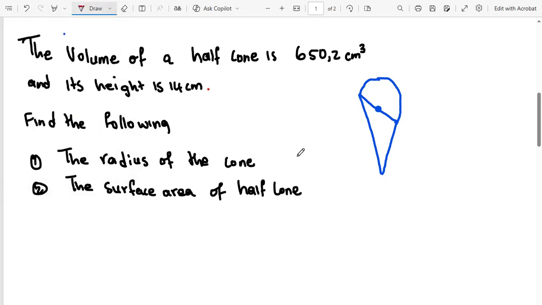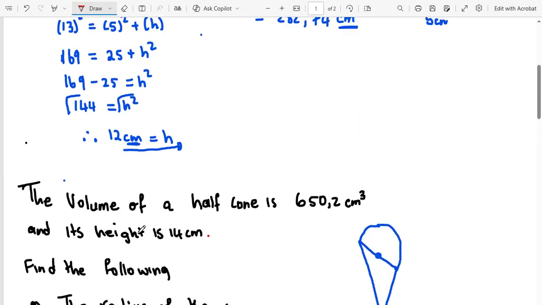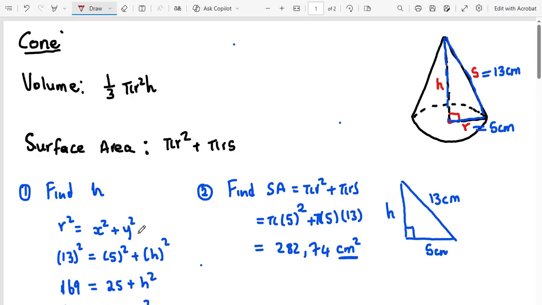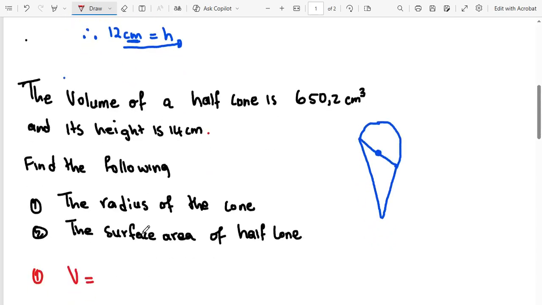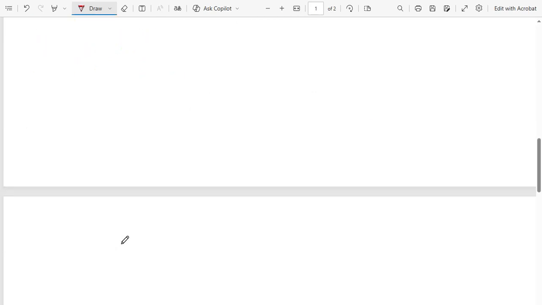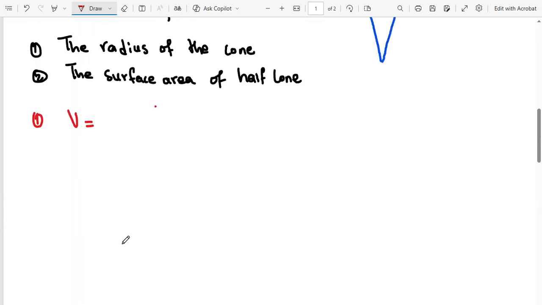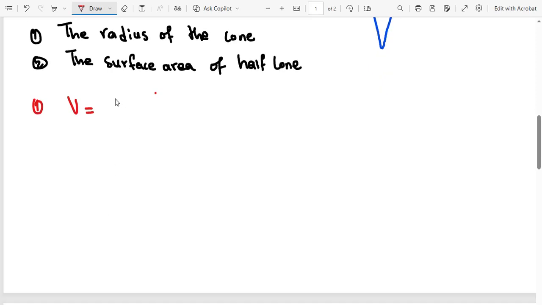To answer the first question, focus on what you are given, the volume of the cone. What is the volume equal to? We know that the volume of a cone, if we go back up, is just 1 over 3 pi r squared times h. So I'm just going to write it down here. So this is 1 over 3 pi r squared h.